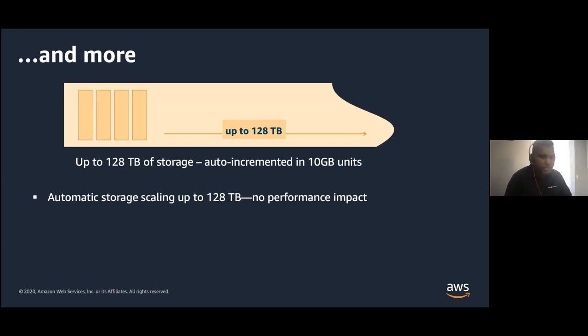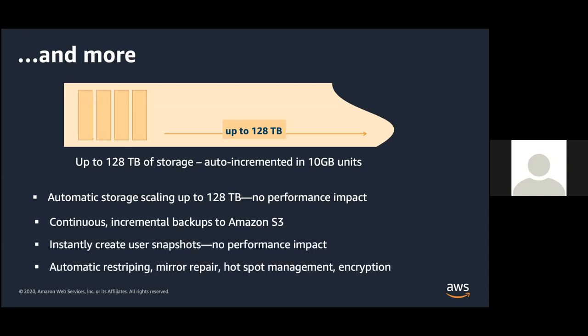So I already mentioned we can do continuous incremental backups to S3, all you have to do is specify how far back you want to go. So that continuous backup and incremental backup is going into S3. Creating a snapshot is instantaneous and does not affect performance. So you can create snapshots at any time during production hours or off production hours, right? And finally, your storage layer automatically handles things like hardware failure, so you don't have to worry about it.